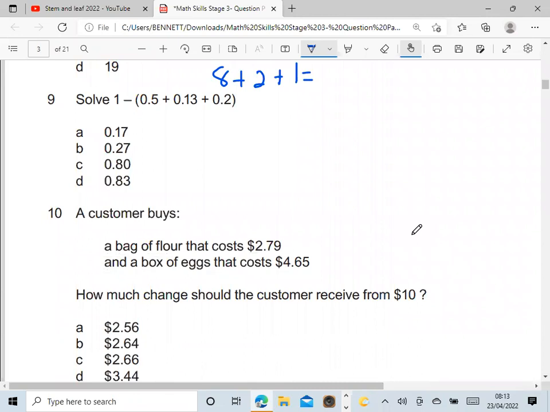All right. This is a part of your syllabus. Solve 1 minus 0.5 plus 0.13 plus 0.2. What's the answer for that, guys? Work it out and tell me what you get, all right? 0.83. See? 0.83 you got? Yes, sir. Okay. Any other answer? Sir, I got C. You got C? C, 0.80? Okay.